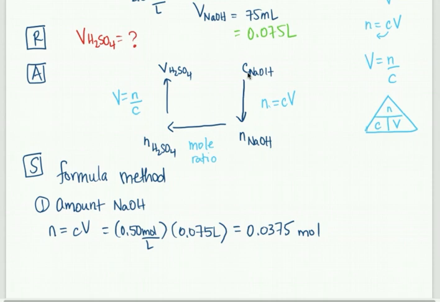All right, so we have the amount in moles for sodium hydroxide, so now we're going to use the mole ratio here. In order to find the amount of sulfuric acid, we're going to use the mole ratio.